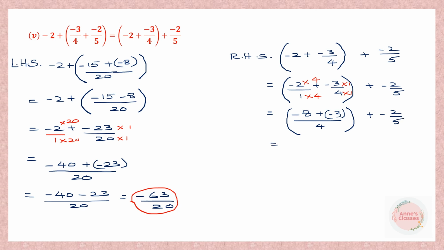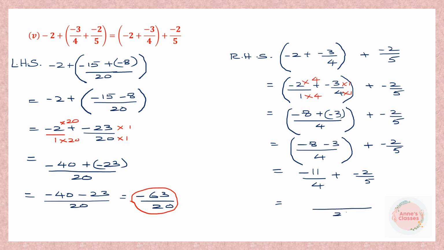So this is minus 8 minus 3 by 4. This is when you remove the brackets, continue minus 2 by 5. So this is minus 8 minus 3, signs are the same, put the same sign and add: minus 11 by 4 plus minus 2 by 5. Now the LCM of 4 and 5 we need to find, that is 20.